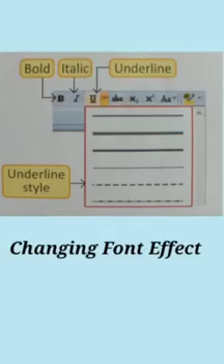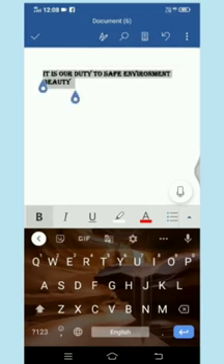Now changing font effects. Different font effects can be applied on text. These help to distinguish some text from the rest. The different font effects that can be applied include bold, italic and underline. You can apply these this way. Select the text, then click on bold to make the text bold, or click on italic to make text italic, or click on underline to underline the text.